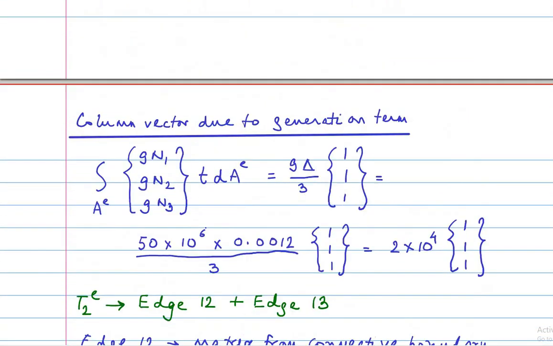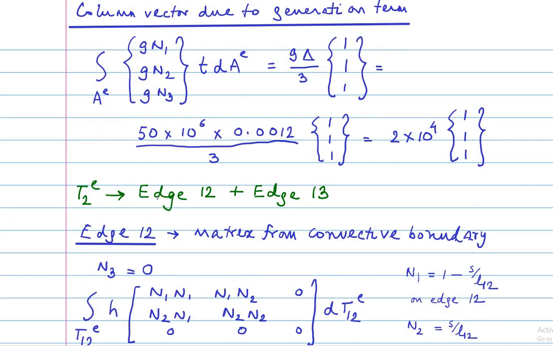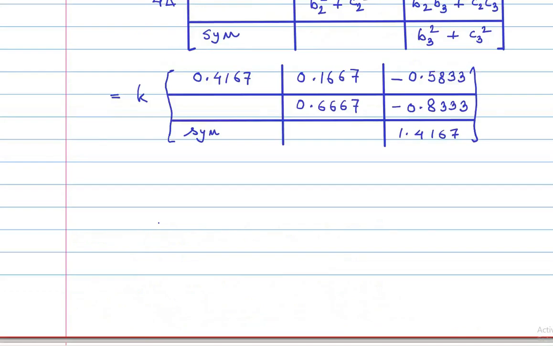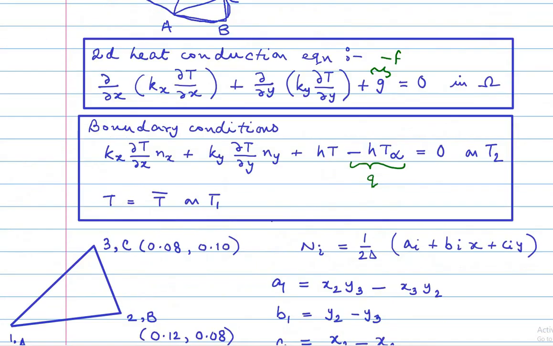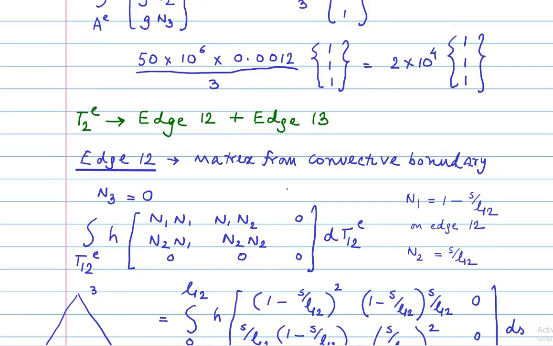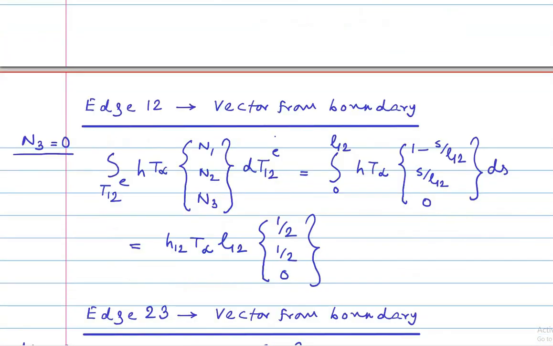So please note, for G, the generation term, you are getting a vector, as for F you get a vector, but for this HT term you are actually getting a matrix. Similarly for the H T infinity term you get a vector, as you get from Q. So on edge 1 2, n3 is 0.